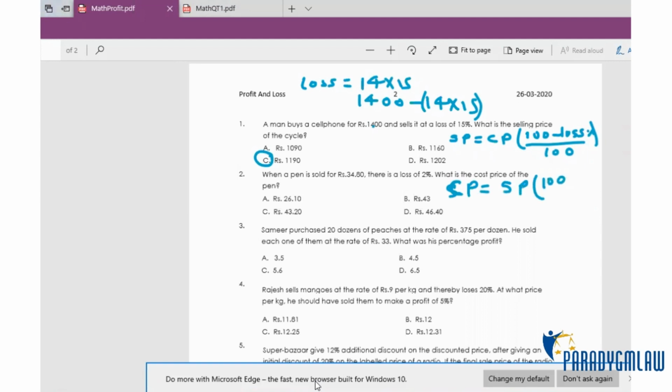CP is SP into 100 divided by 100 minus loss, since it is a loss. So 100 minus 2. SP is 34.80 into 100 by 98. Solve it.